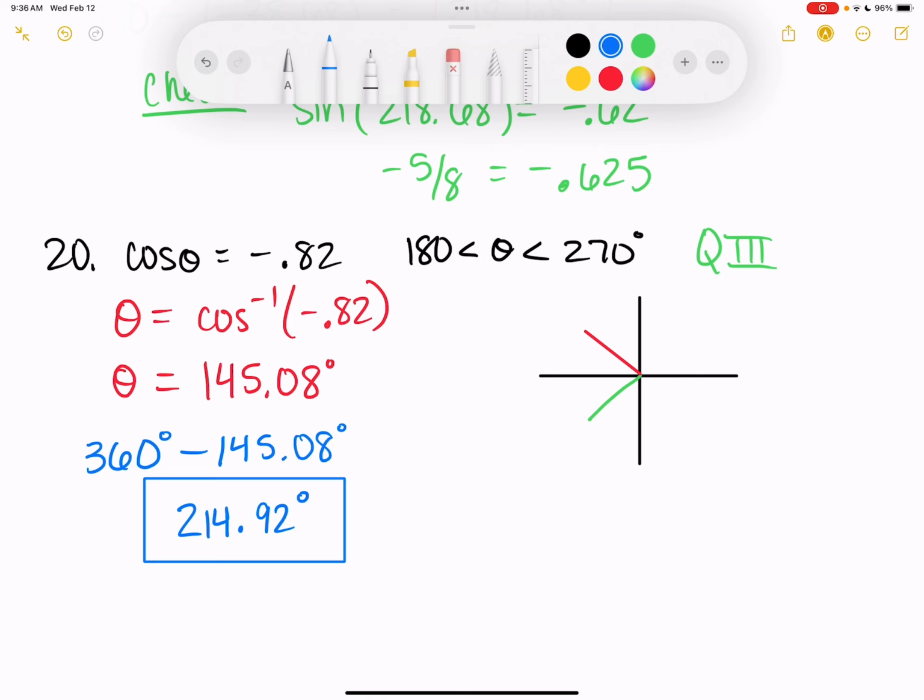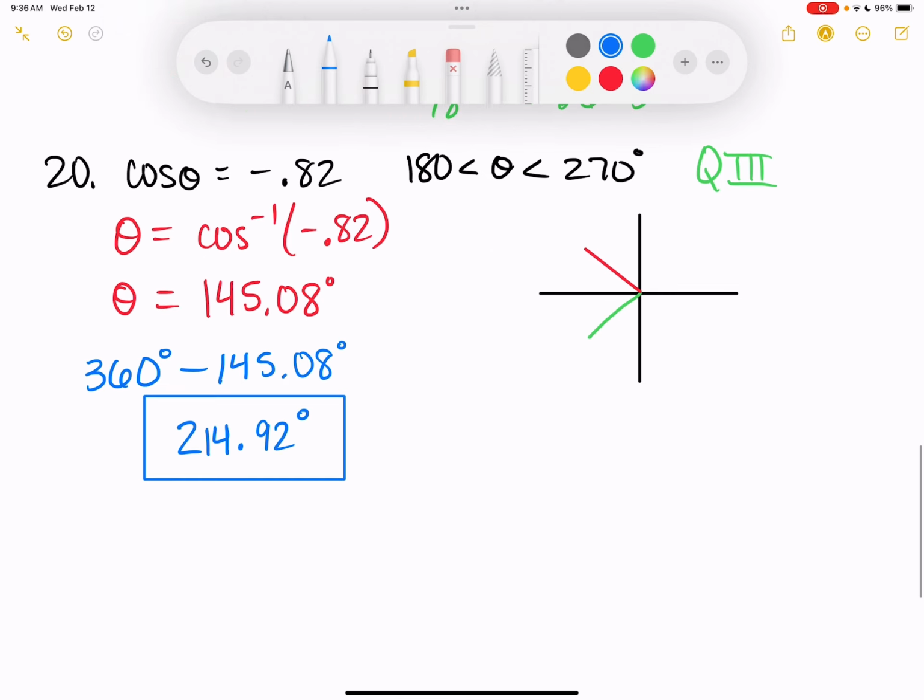Cosine of 2.2. Shoot, I can't type in my calculator. All right, 24. Tangent of theta equals negative 5.3. 90 is less than theta is less than 180.